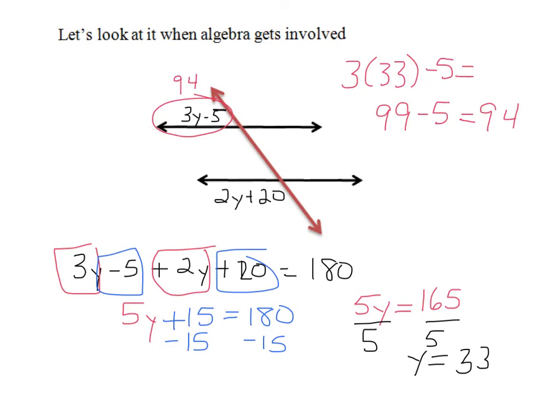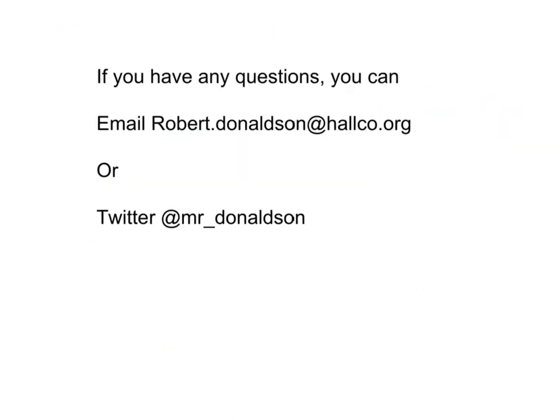And then if you plug 33 in for this, 2 times 33 plus 20. 2 times 33 is 66 plus 20 would be 86. That means that this angle is 86 degrees, and then you can fill in the rest of the angles. That concludes our video on angle relationships and parallel lines part 2.